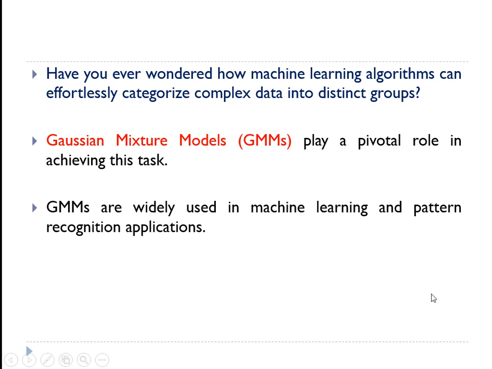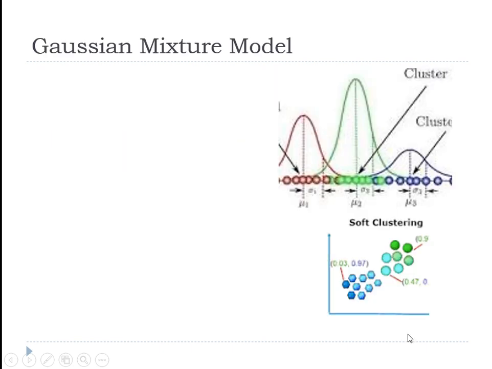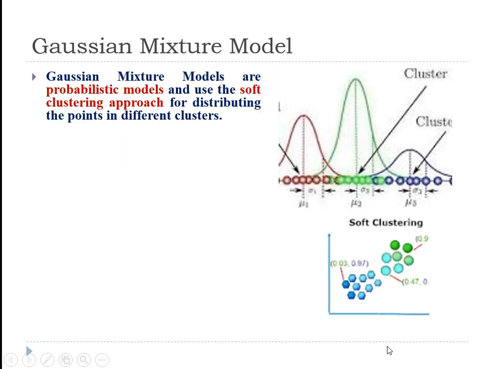So now, where are GMMs used? They're widely used in machine learning and in pattern recognition applications, and it's a robust statistical tool in machine learning and data science, and therefore it excels in density estimation and clustering data. As I told you, when you talk about GMMs, the first thing that should come to your mind is that it's one of the very important clustering methods, which is based on probability density estimation.